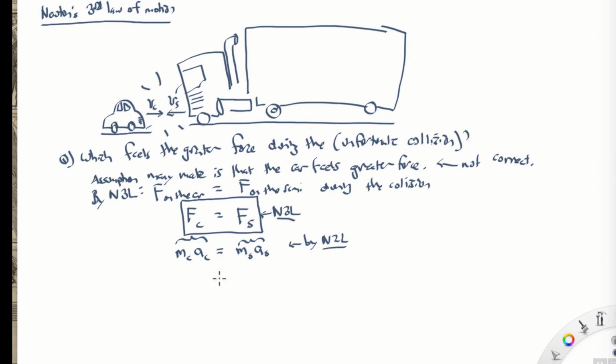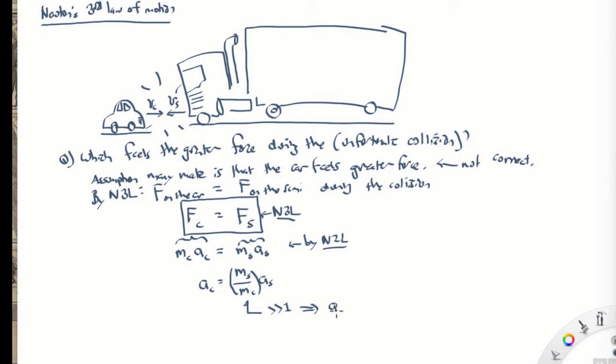Now what I'm going to do is rearrange these a little bit. So acceleration of the car is equal to, I'm going to divide both sides by the mass of the car, the mass of the semi divided by the mass of the car times the acceleration of the semi. And here you might see where I'm going with this. Which body, which mass experiences the greater acceleration? Well, the numerator of this formula is huge because the mass of the semi is very big compared to the mass of the car. In other words, this quantity is much, much bigger than 1 because the mass of the semi is enormous compared to the mass of the car. So if the semi experiences some acceleration, you multiply it by a very large number, the car is going to experience a much bigger acceleration.